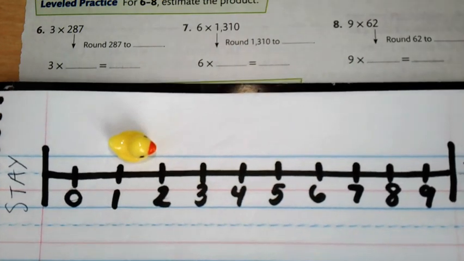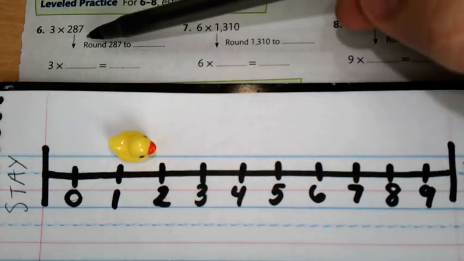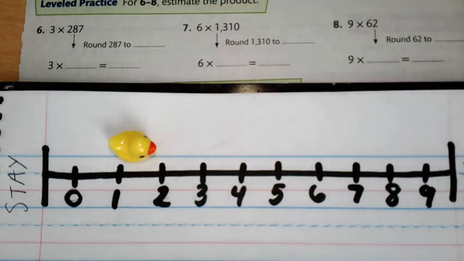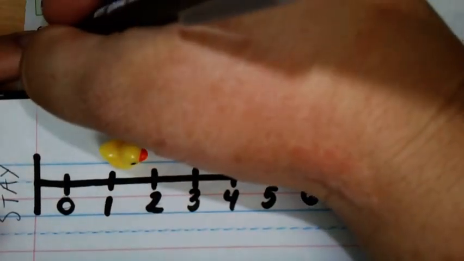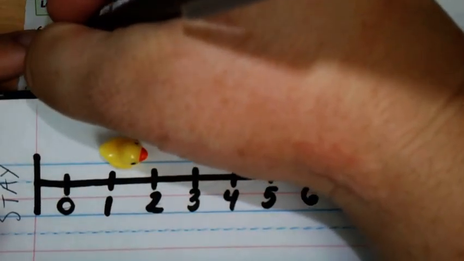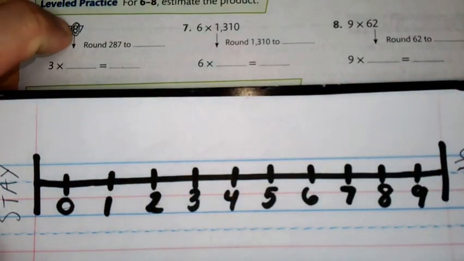All right, so let's check out number 6. For number 6, it says we've got 3 times 287. Now, there's a lot of extra things here, but they're just trying to organize it for you so that way it's kind of like what we were writing up top. We're just going to change it a little bit. So here I've got 287. I'm going to underline my 2 and circle my 8, right? Because I want to keep the largest place value, and I want that one to be the bossy. So my bossy number is 8.